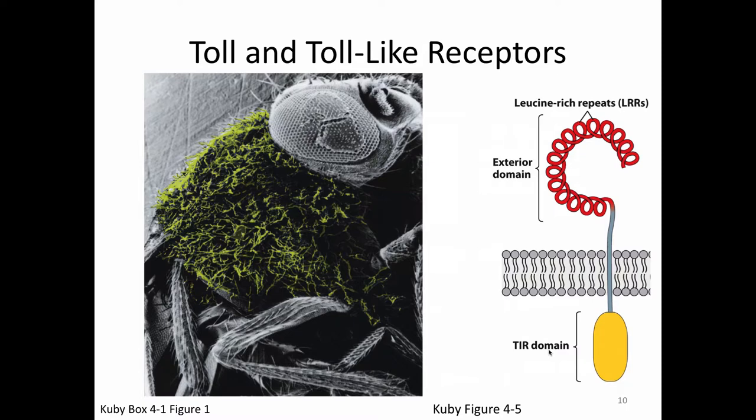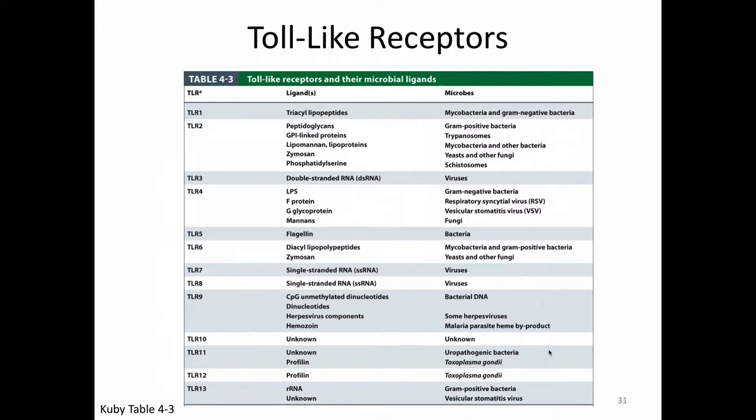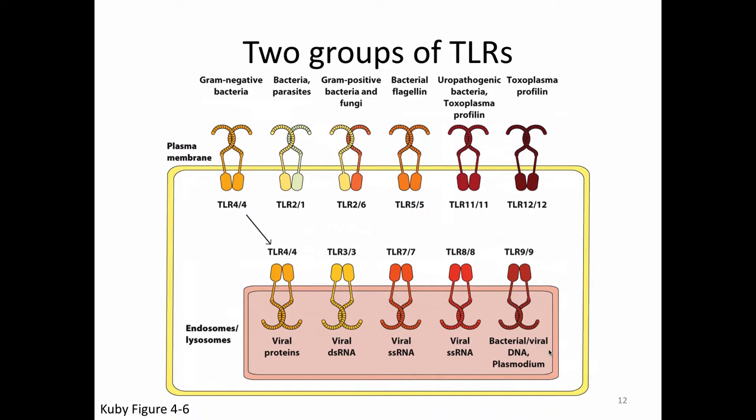We now know of 13 different TLRs. They vary in things like their ligand and thus the microbes against which they defend. But the variation that we're really going to care about today is that they also vary based on their cellular location. So we're going to divide our TLRs into two groups. One group is on the plasma membrane, and you can see them here at the top. So we've got a group of cell surface TLRs. The other group is found in the endosome or in the lysosome.